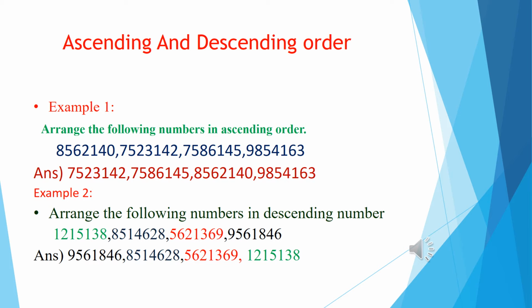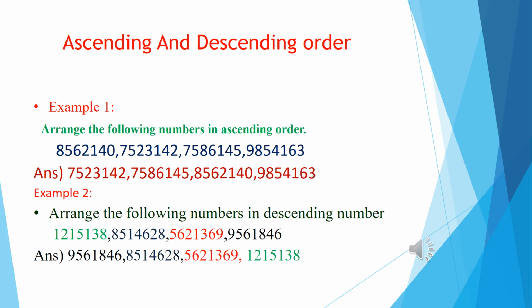Let us see the second example. Arrange the following numbers in descending order. Descending means from biggest to smallest. The numbers given here are 1215138, 8514628, 5621369 and 9561846.